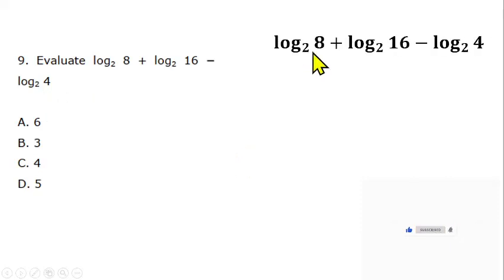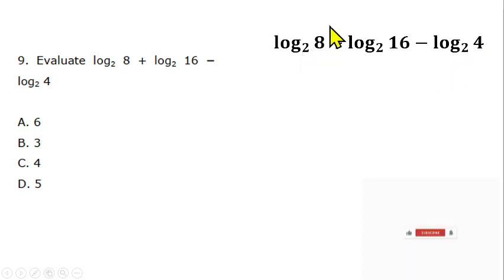Question number 8, 9 from logarithm. We have log 8 base 2 plus log 16 base 2 minus log 4 base 2. This is very simple. So log 8 base 2 is how many times can you raise 2 to get 8? That is 3. Log 16 base 2, that is 4. And log 4 base 2, that is 2.